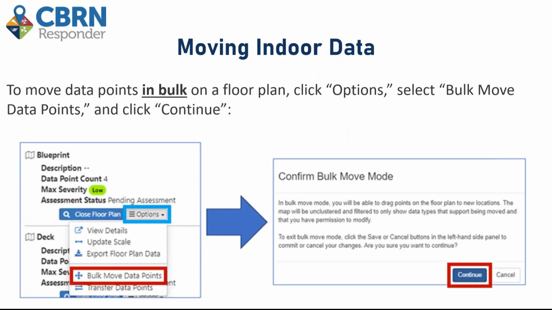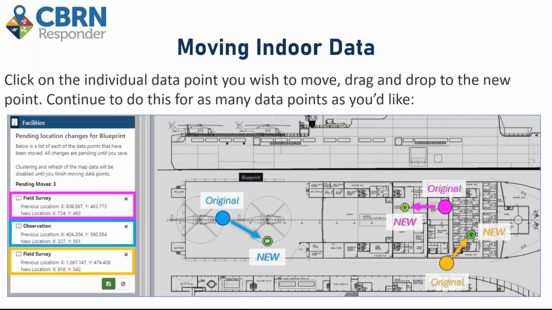You can also move your data points in bulk on a floor plan, and to do so, you'll expand your options menu and select Bulk Move Data Points. Again, you'll get a confirmation modal just to ensure that this is what you want to do, and it will also just give you a brief explanation on what this means. And now all data points can be clicked and dragged.